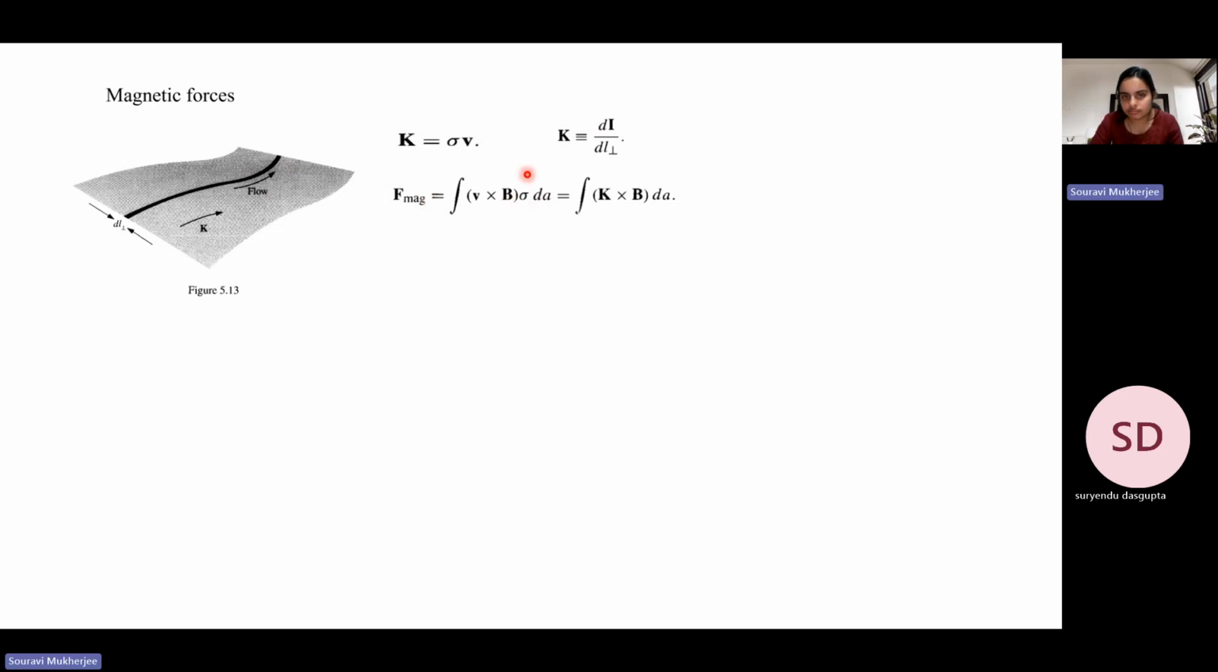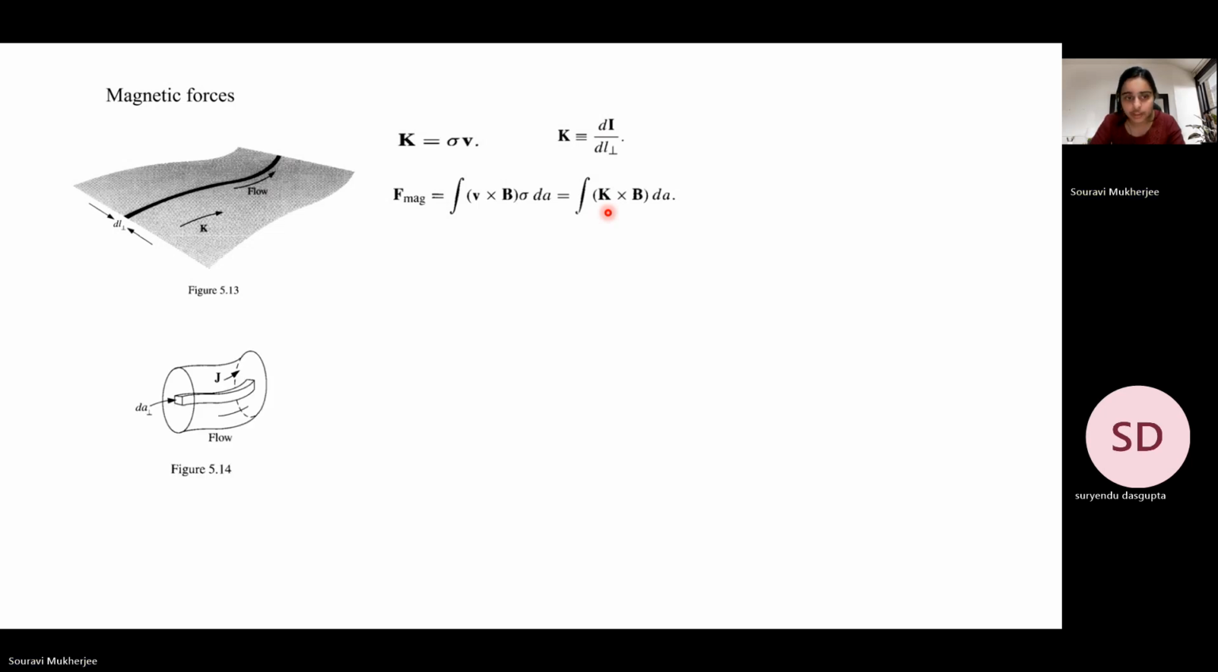So now you can translate the expression of your magnetic force, but now in a surface integral. Basically, replace dq by sigma dA. So again, you get an expression like this. This is your expression of magnetic force for a surface current density.